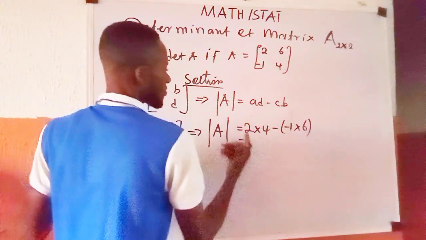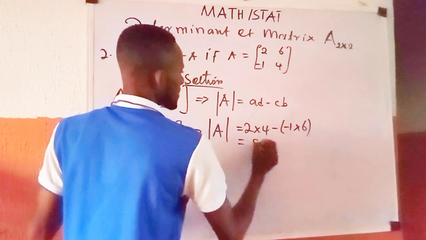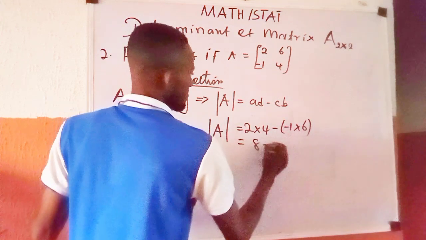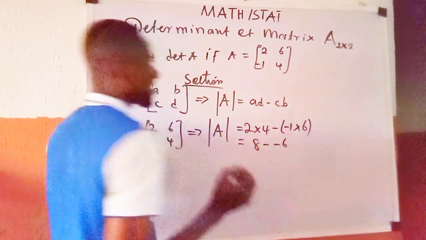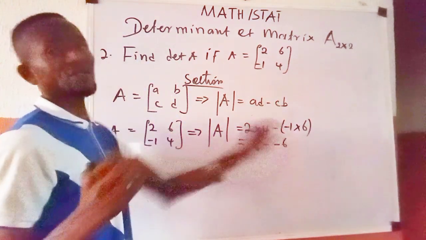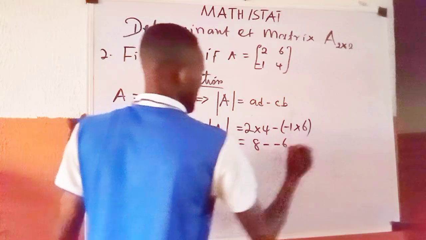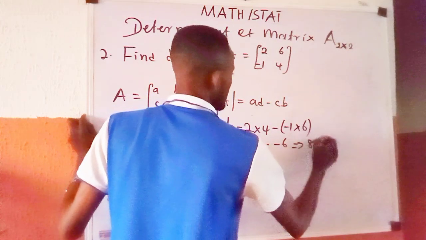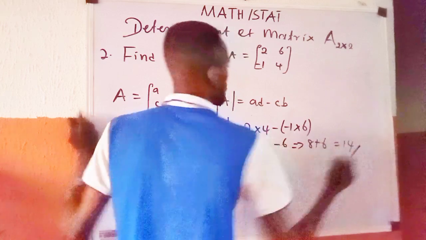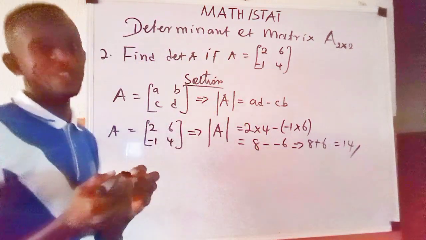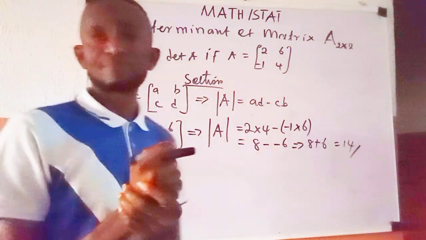So this equals 2 times 4, which gives me 8. The minus is here, minus -1 times 6 will give me minus 6. And of course, in mathematics, minus minus will give me plus. So this implies 8 plus 6, which equals 14. So 14 is the determinant of that particular problem.